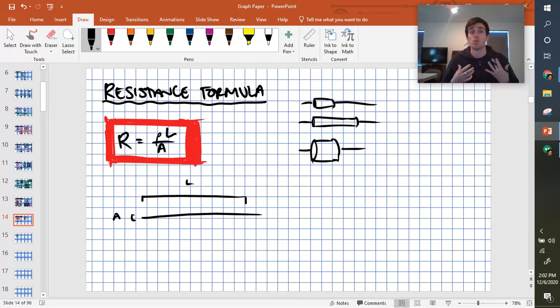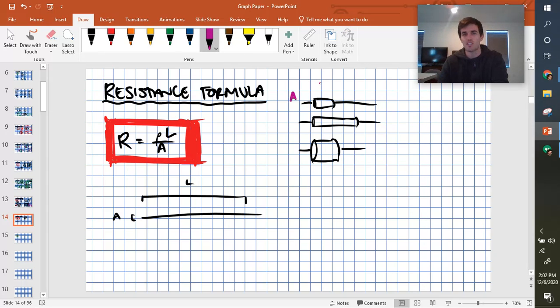Resistivity just has to do with the material in question. Some materials are better conductors or better resistors, and so they have different resistivity values. Something like copper, gold, or silver would have a very small resistivity value, so they would have very small resistances. But if I use something like rubber or glass or ceramics, I would have a very large resistance, and it would be a very large resistor.